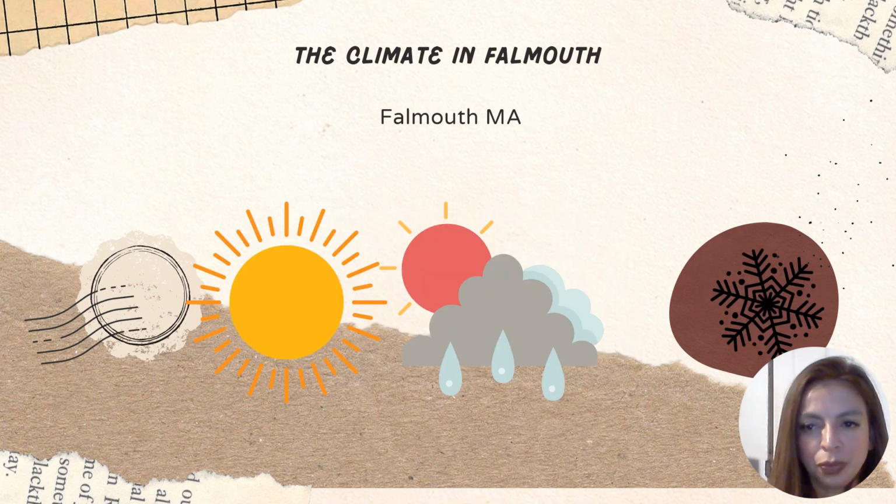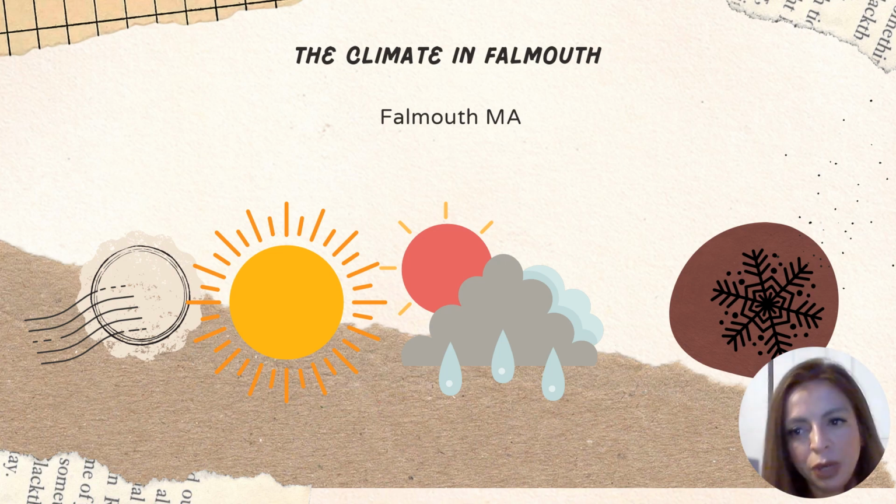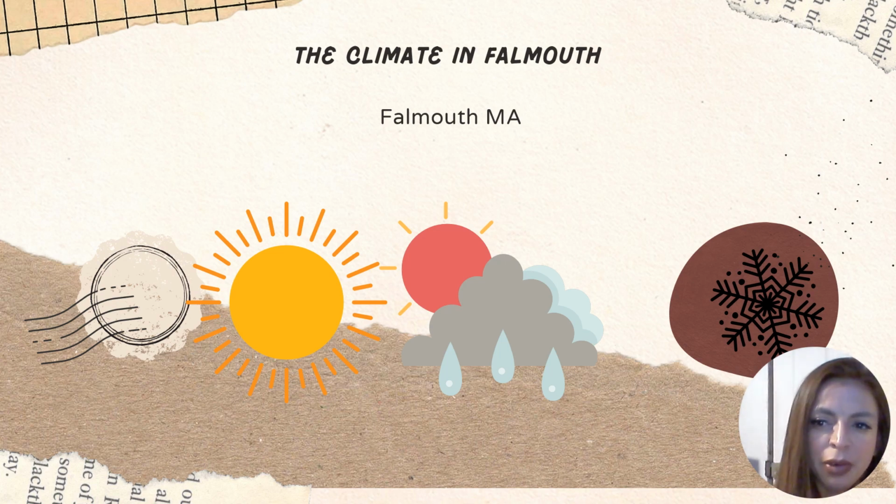Moving on, Massachusetts gets basically 49 inches of rain on average per year.